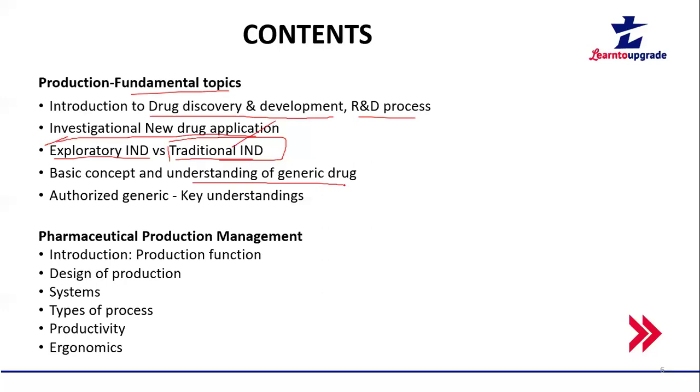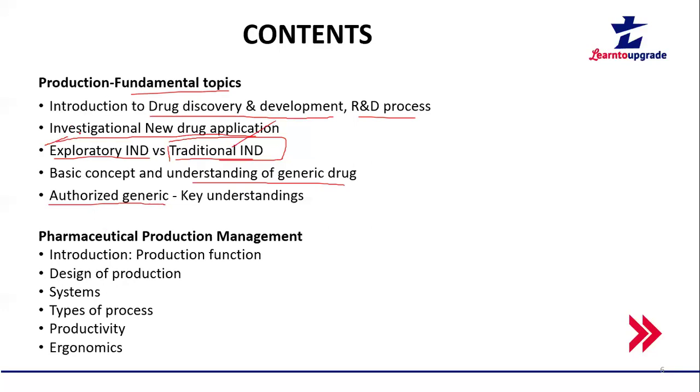So the generic industry is something that is present, it was past, and it will be future, right? In that we also have some authorized generics. There are again subtypes within generics. So the concept of authorized generics we will be reading and understanding, and how it is different from normal generics. Apart from that, this is with respect to the basics of the pharma industry.